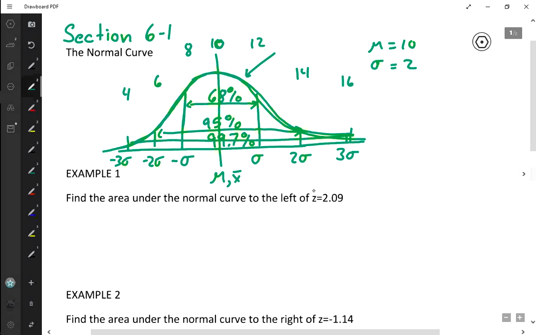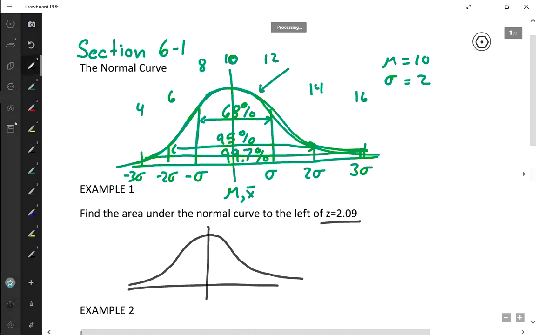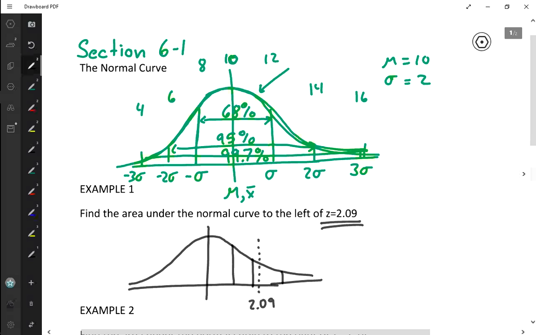Now, as you've seen, looking here in example 1, the z-score has everything to do with how many standard deviations away you are from the mean. So a z-score of 2.09 means that you are 2.09 standard deviations away from the center of your data. And since it's positive, it's to the right. So 1, 2, 3 standard deviations. That means 2.09 is somewhere right here, just a little bit more than 2 standard deviations away. So again, the z-score is everything about how many standard deviations you are away from the mean.